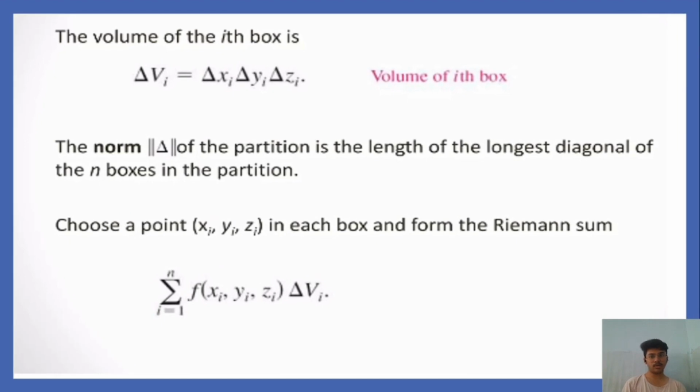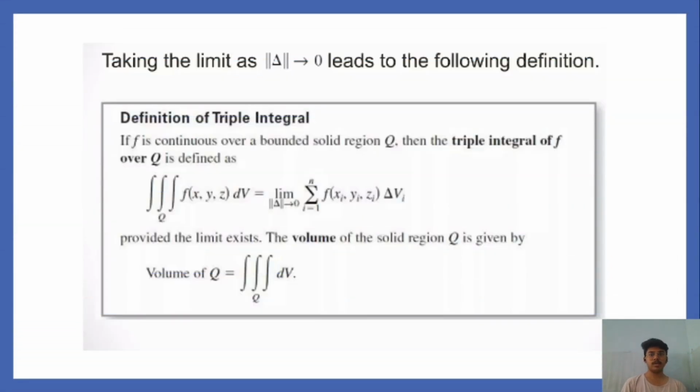The volume of the ith box, delta Vi, equals delta Xi delta Yi delta Zi. The norm of the partition is the length of the longest diagonal of the n boxes in the partition. Choose a point Xi, Yi, Zi in each box and form the Riemann sum, summation i equals 1 to n of f of Xi, Yi, Zi into delta Vi. Take the limit as the norm tends to 0, which leads to the following definition.